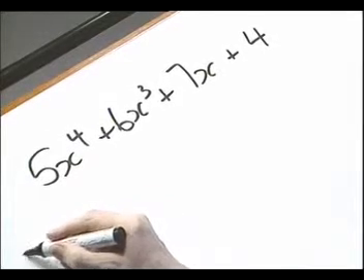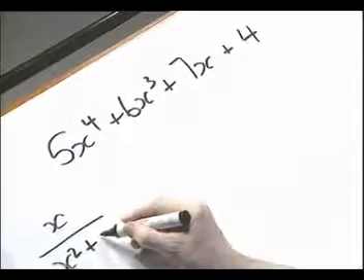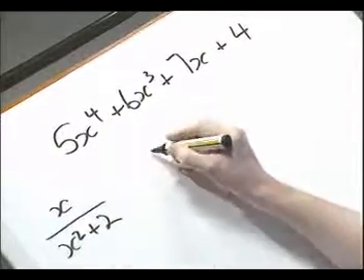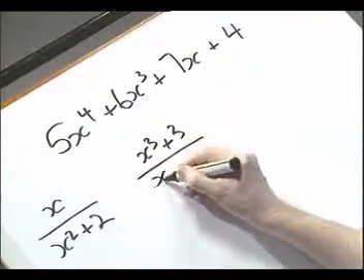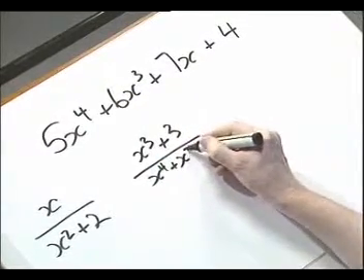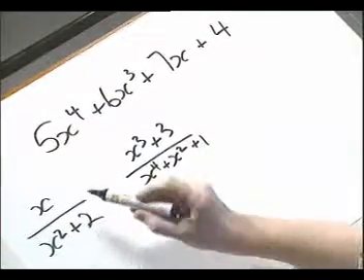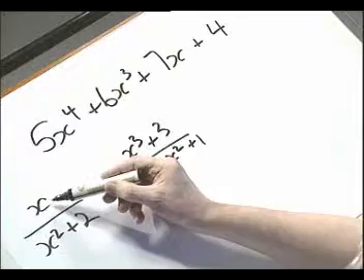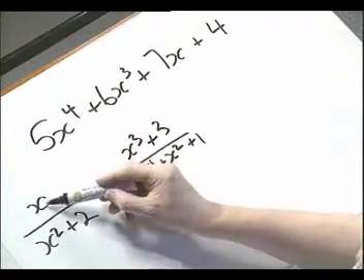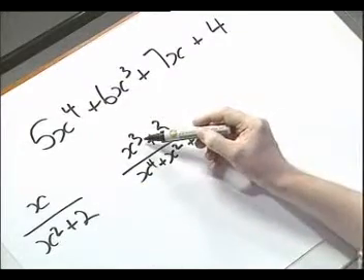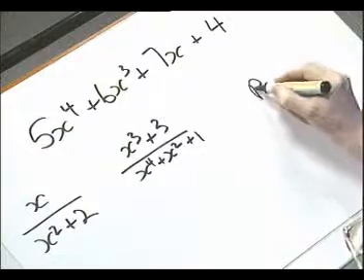Now look at these fractions. x over x squared plus 2, or x cubed plus 3 over x to the fourth plus x squared plus 1. In both cases, the numerator is a polynomial of lower degree than the denominator. x as against x squared, x cubed as against x to the fourth. We call these proper fractions.